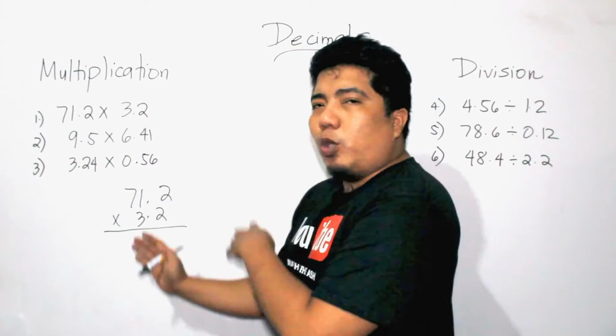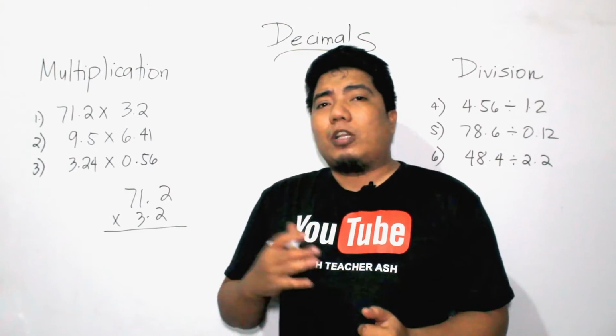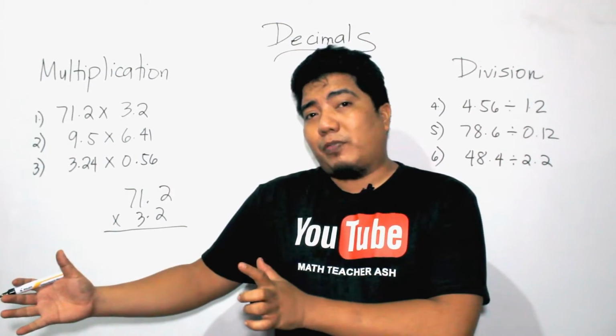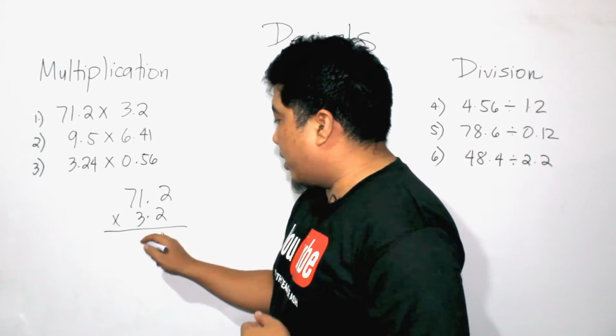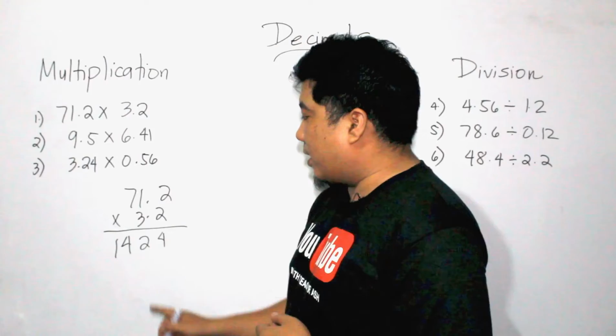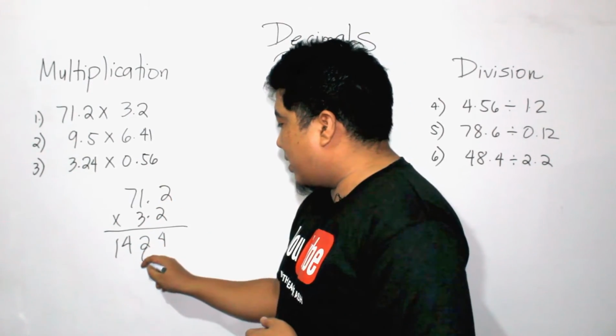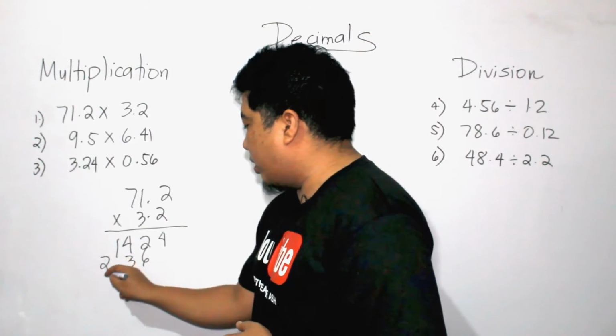So how do we multiply decimals? You just follow the rules in multiplying whole numbers. So, 2 times 2, that is 4. 2 times 1, that is 2. 2 times 7, that is 14. Then you multiply the second digit. 3 times 2, that is 6. 3 times 1, that is 3. And 3 times 7, that is 21.